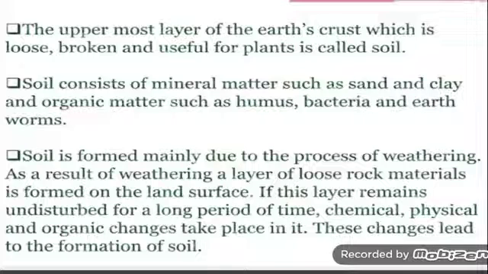Soil is formed mainly due to the process of weathering. As a result of weathering, a layer of loose rock materials is formed on the land surface. If this layer remains undisturbed for a long period of time, chemical, physical and organic changes take place in it. These changes lead to the formation of soil.